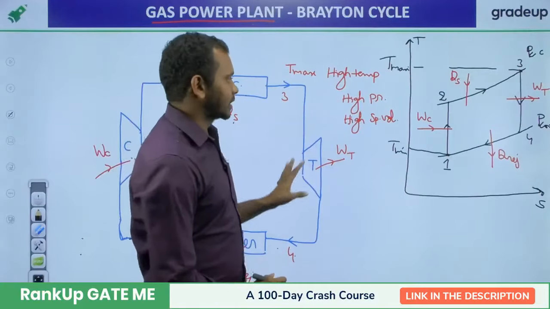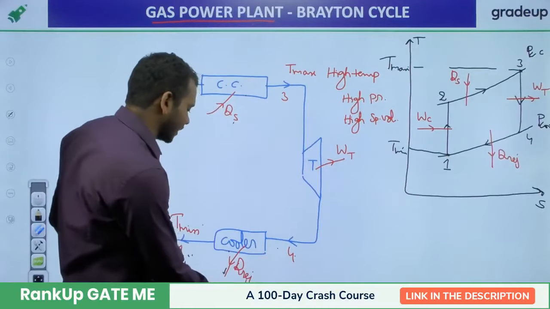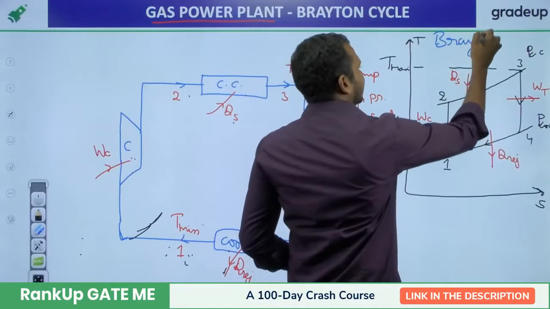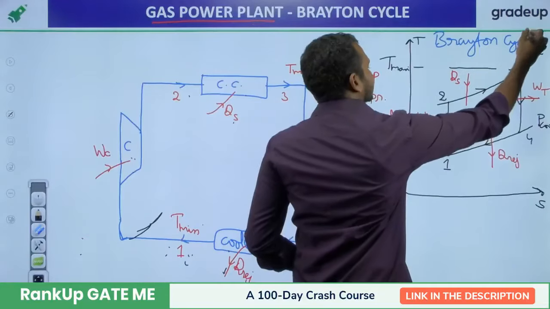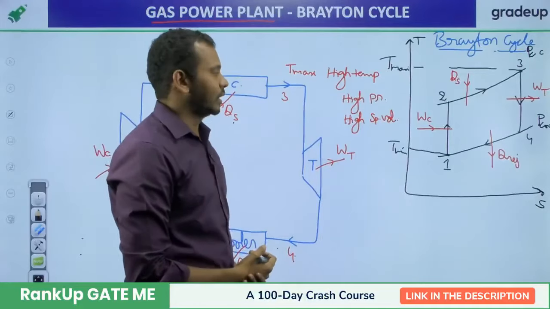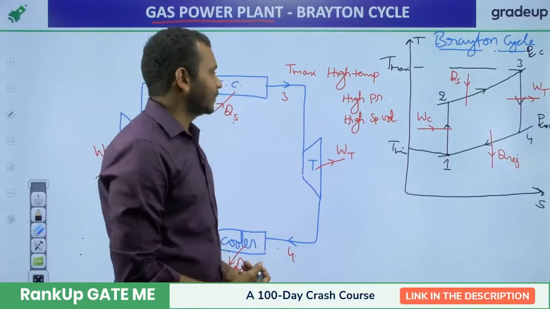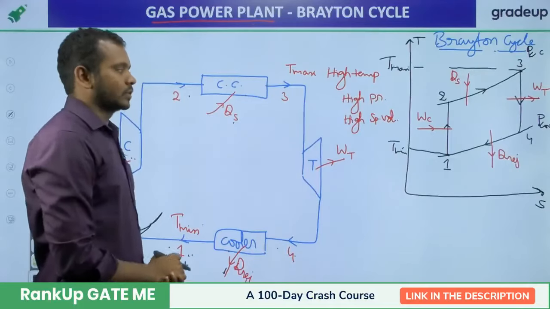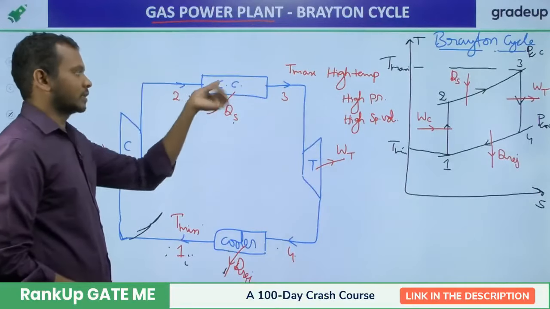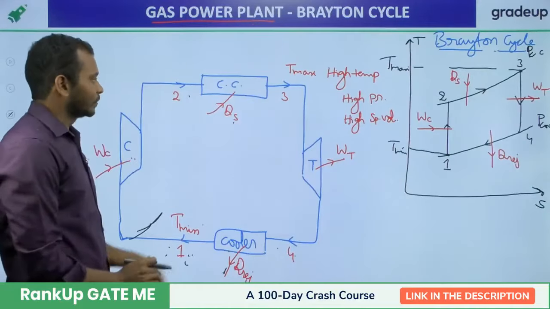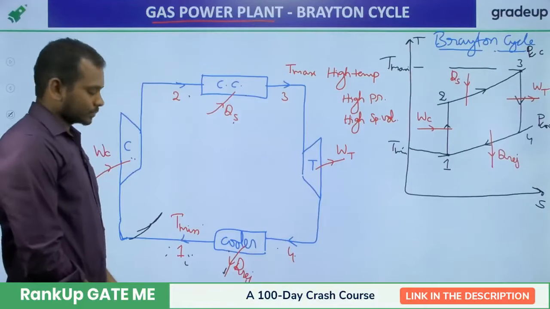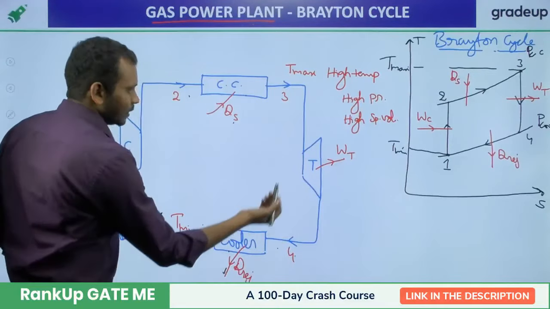When you use all these conditions and when you draw a cycle, this cycle is known as Brayton cycle. What do you call? This cycle is known as Brayton cycle. There was a scientist called Brayton. He developed this cycle, so on his name we call it Brayton cycle. Alright? So now let us see what are the energy transfers across all these components. What is the work transfer to the compressor, what is the work transfer across the turbine, heat transfer across the combustion chamber, heat transfer across the cooler. Right? So now let us see.